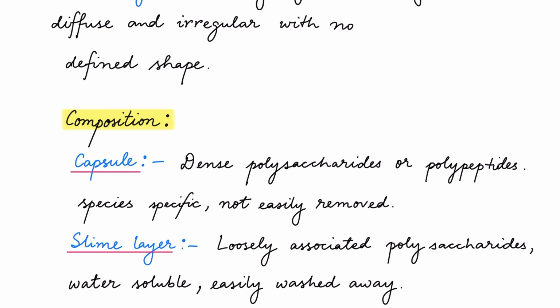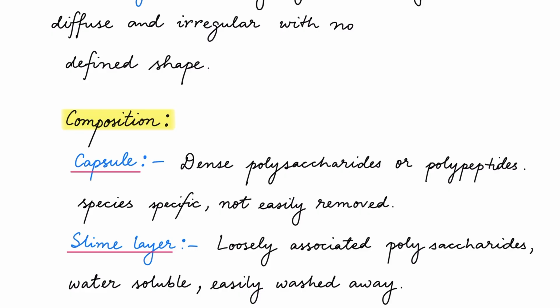Slime layers, on the other hand, are composed mainly of loosely associated water soluble polysaccharides, which means they can dissolve or be washed away easily, reflecting their weak connection to the cell surface.